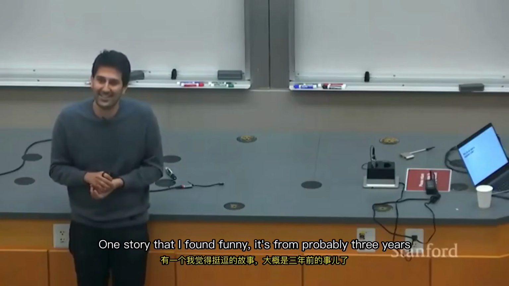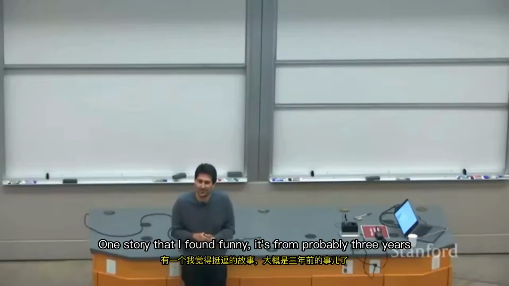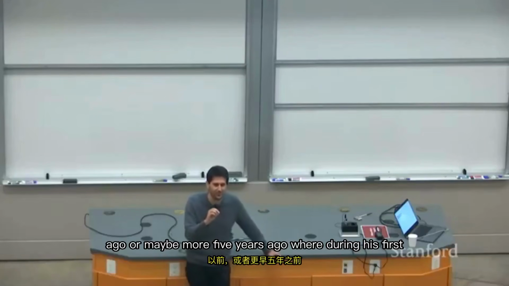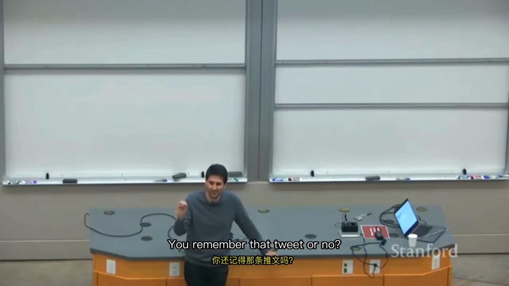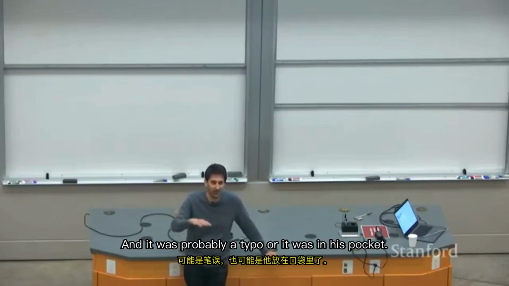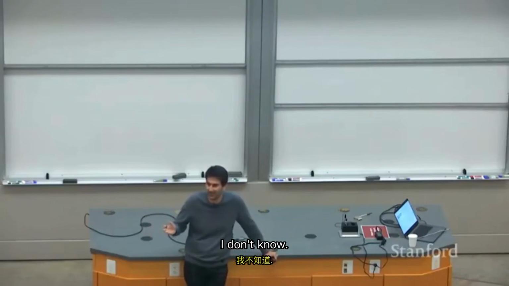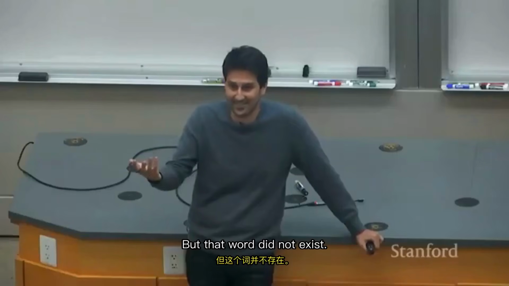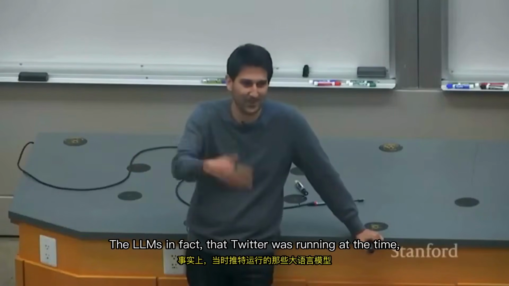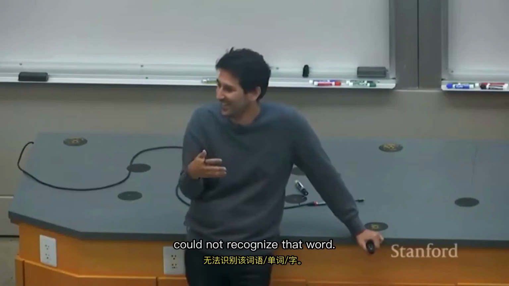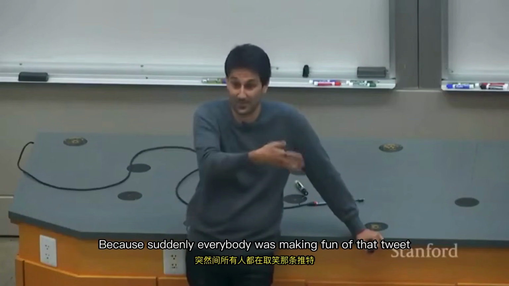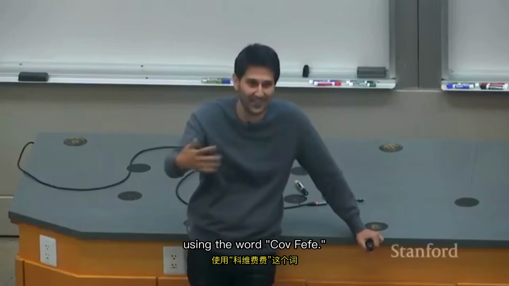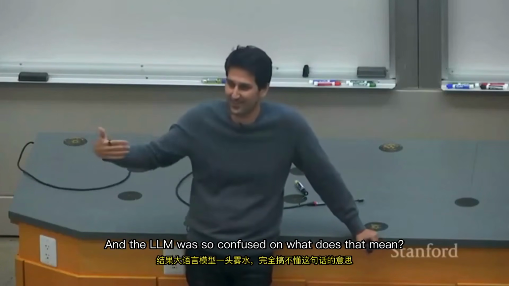One story that I found funny is from probably 3 years ago or maybe more, 5 years ago, where during his first presidency, President Trump one day tweeted Covfefe. You remember that tweet or no? Just Covfefe, and it was probably a typo or it was in his pocket, I don't know. But that word did not exist. The LLMs, in fact, that Twitter was running at the time could not recognize that word. And so the recommender system went wild because suddenly everybody was making fun of that tweet using the word Covfefe, and the LLM was so confused on, what does that mean?